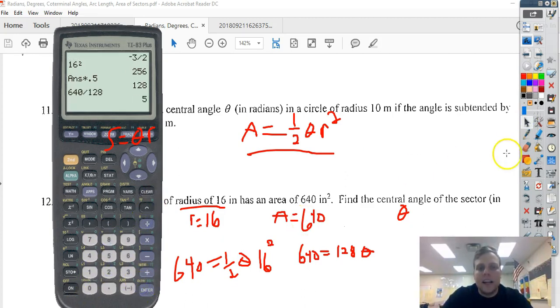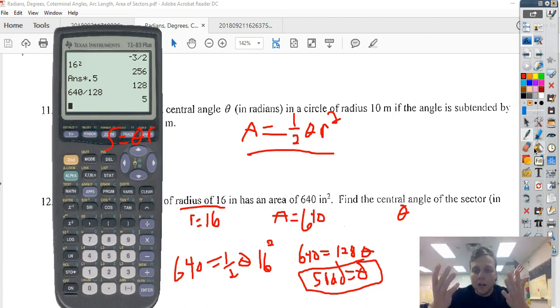I press enter, and I get 5. So the angle is 5 radians. That is what theta is. Alright, so hopefully number 12 helps you out, and also 10 and 11. In my opinion, 10 and 11 are a little bit simpler. So that's why I just gave you these ones.